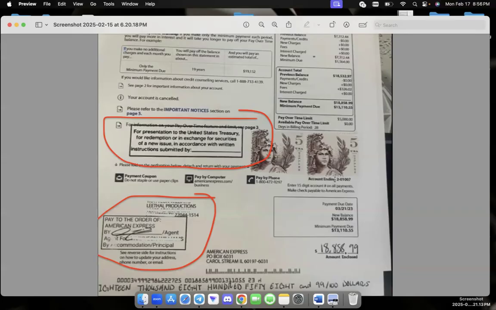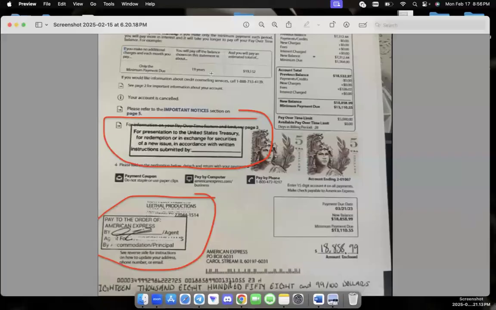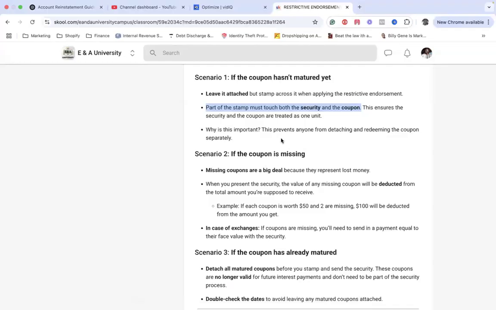But what they're telling you, when I read this, is part of the stamp must touch both the security and the coupon. Remember, you've got the security, the big top portion of it, and then the coupon is on the bottom. And it's telling you that you have to get this in the middle of it. You have to get it to the point where part of the stamp touches both the security and the coupon. This ensures the security and the coupon are treated as one unit.